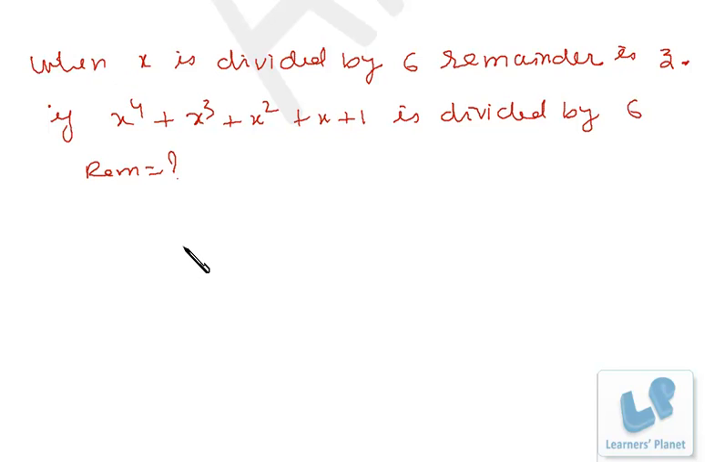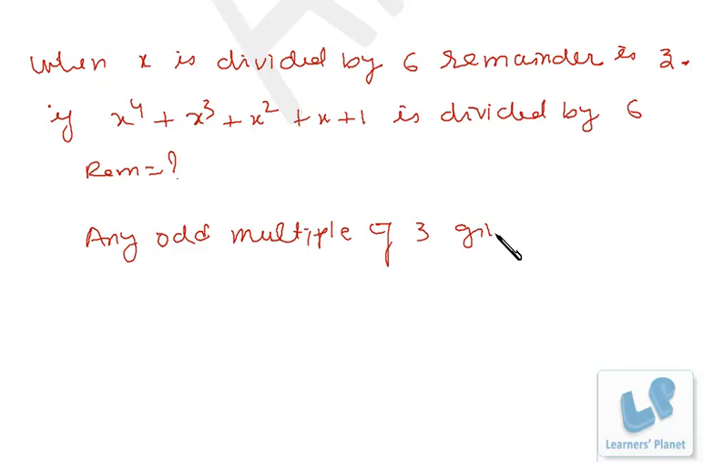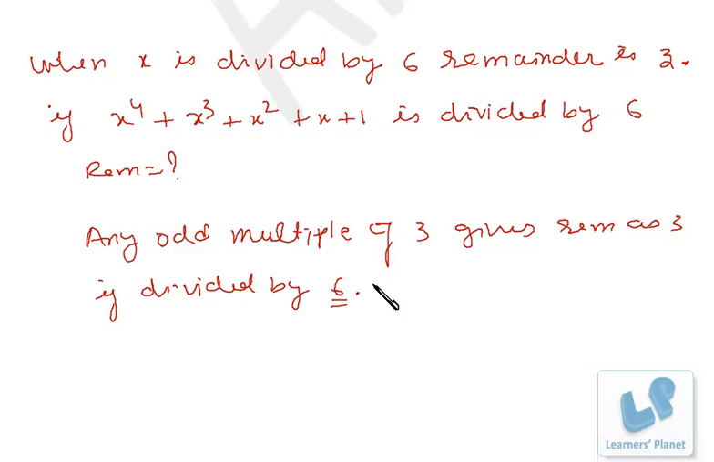In the previous session itself, I have told you that any odd multiple of 3 gives remainder 3 if divided by 6. So if x is divided by 6 and the remainder is 3, that means x is an odd multiple of 3. It is a multiple of 3, but an odd multiple of 3.